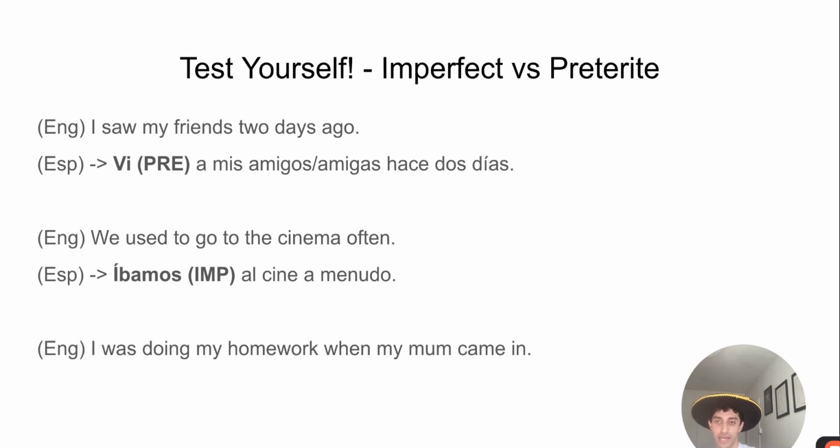Okay, question number 3 then. A slightly longer one. The English is, I was doing my homework when my mum came in. So we've got 2 verbs here, I was doing and my mum came in. So you need to look at both of those and decide for each which tense it should go in, whether it's the imperfect or preterite. Then translate each of those, put them in the right form, and translate the rest of the sentence as well. Okay, a bit more time for this because it is a harder one or a longer one for sure.